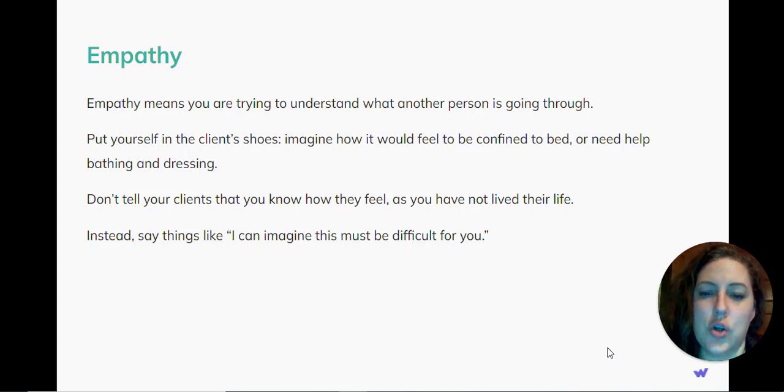Empathy means that you're trying to understand what another person is going through. Put yourself in your client's shoes. Imagine how it would feel to be confined in bed or require assistance with bathing and dressing. Don't tell your clients that you know how they feel, because you don't. You haven't lived their life. Instead, say things like, "I can imagine that this must be difficult for you."